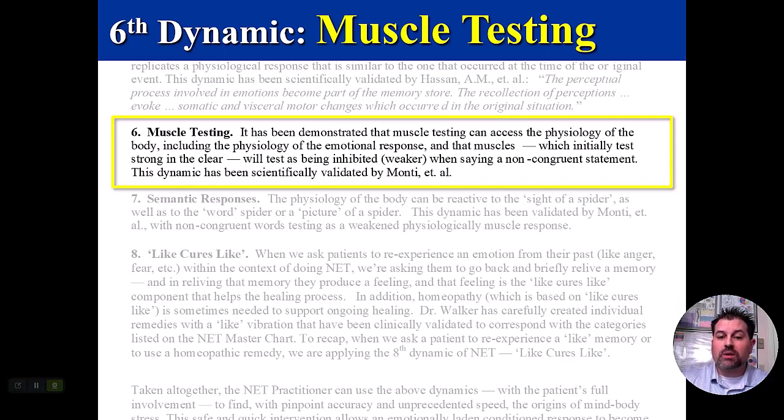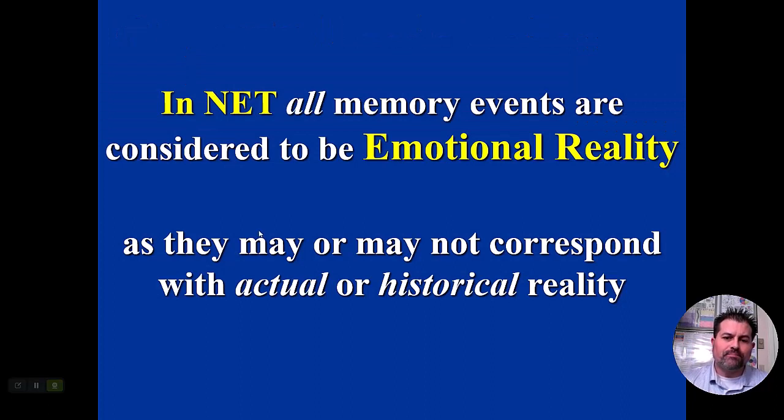Now, we also use something called muscle testing here in the office, and this is a response where we look for an initial strong muscle in the clear, and then certain stressors inhibit the ability for that muscle to stay what we call congruent. And so when we say non-congruent statements, the body crashes down in relationship to that.